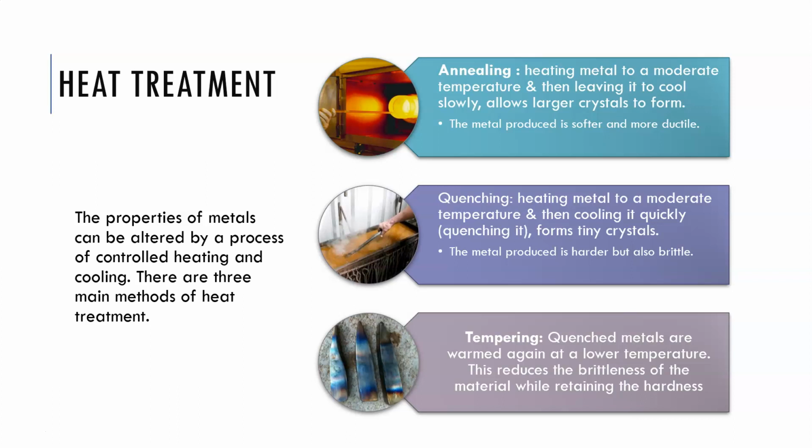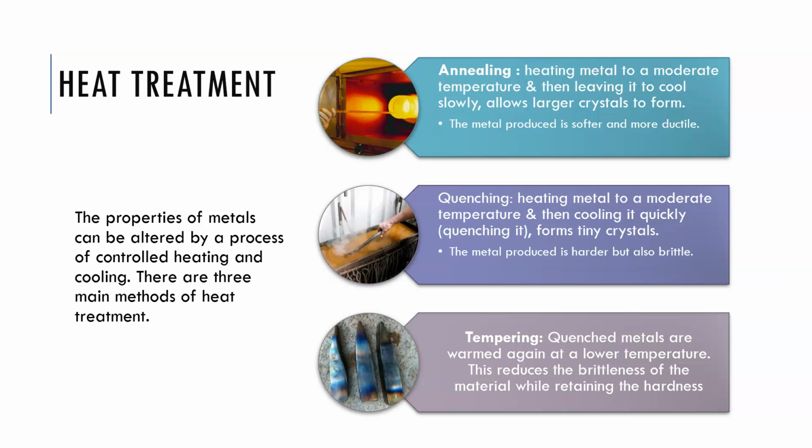Quenching, on the other hand, means to heat the metal to the moderate temperature, sort of red hot, and then cool it quickly. You can cool it quickly by placing it into water or oil, or just letting it cool a lot quicker. This will form very small and tiny crystals. It will be a harder piece of metal, but it will be more brittle, so it can shatter.